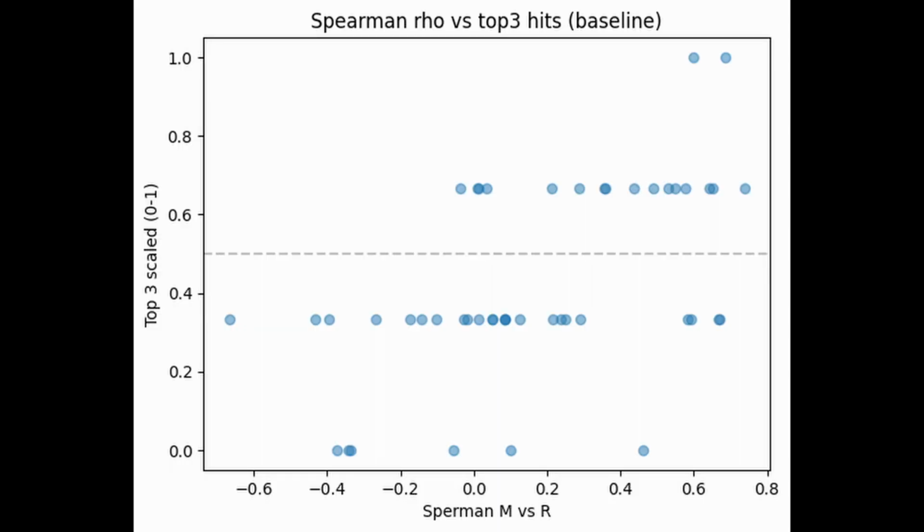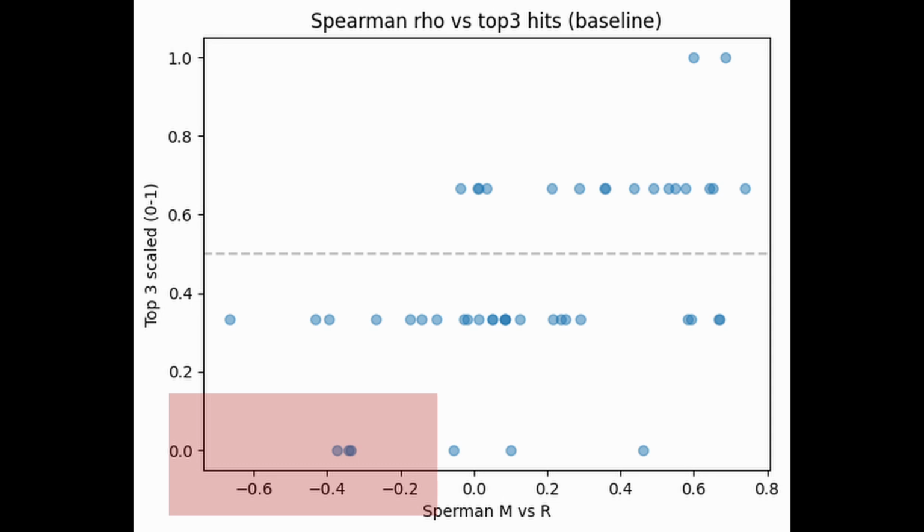Now let's look at the same idea, but with a different x-axis. Here the x-axis is Spearman correlation between the model's ranking and the actual finishing order in each race. The y-axis is again the scaled top 3 hit rate.